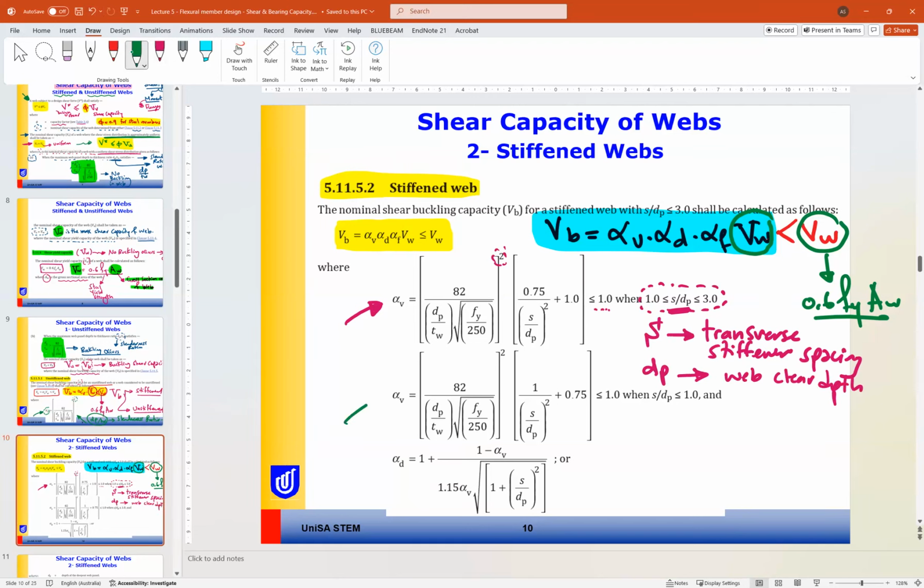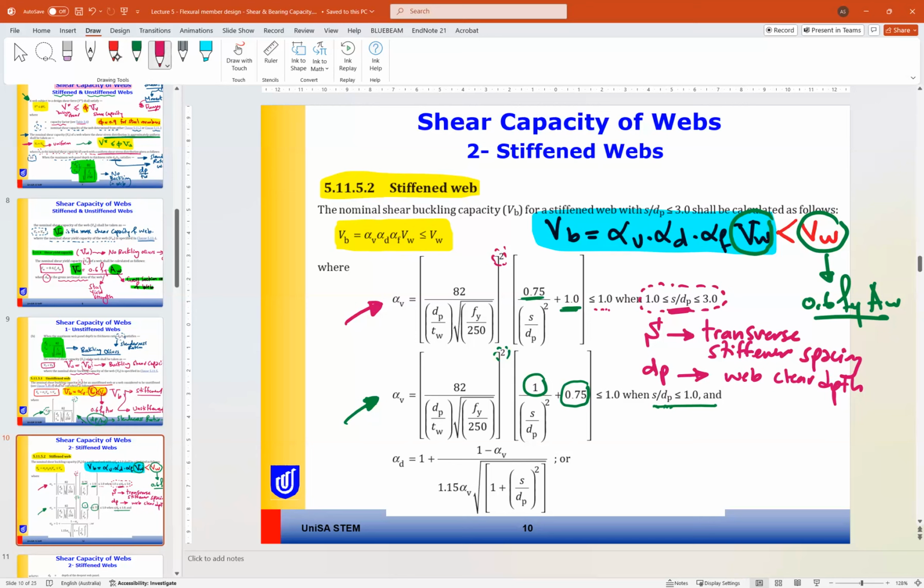Another formula, if S over dB is less than 1. The first term is the same. In the second term, instead of 1, it is replaced by 0.75, and here 0.75 is replaced by 1. So two differences here: 0.75 replaced with 1, and 1 replaced by 0.75. So this is for alpha V.